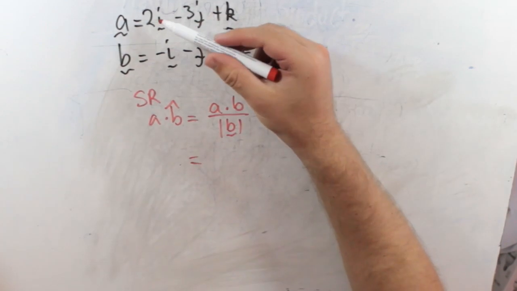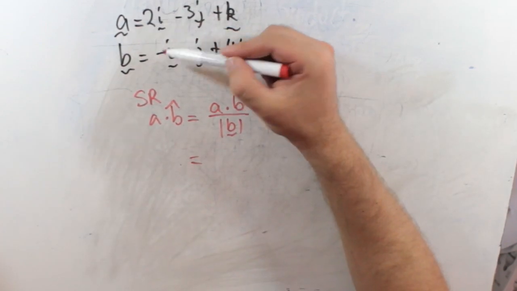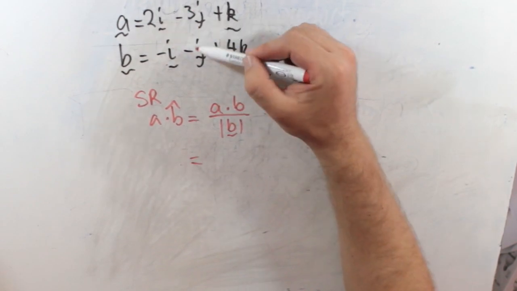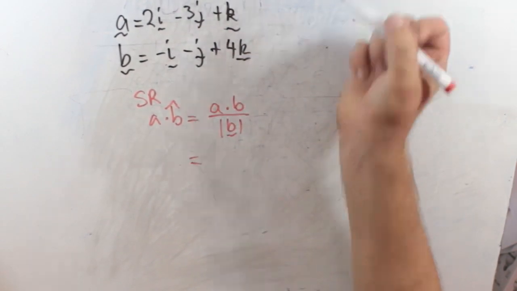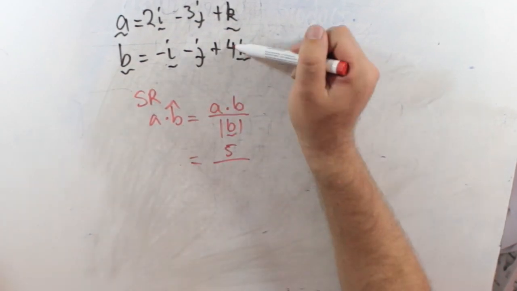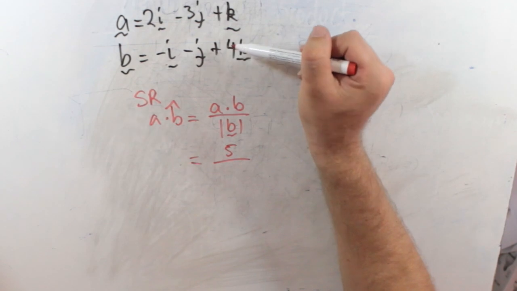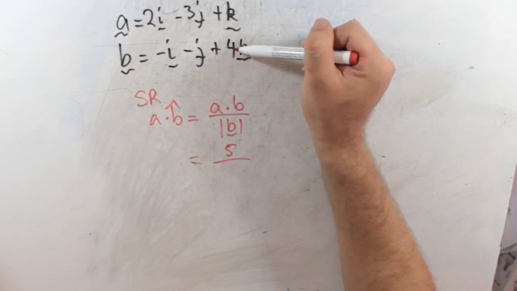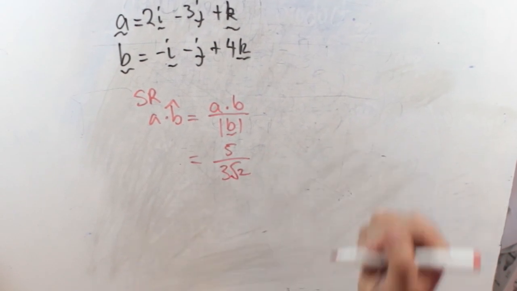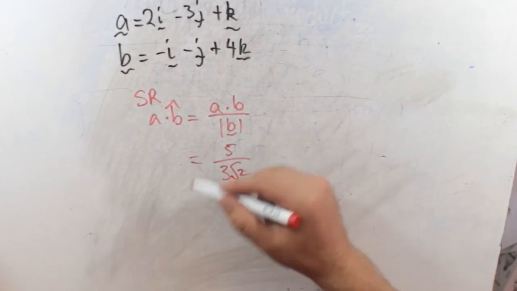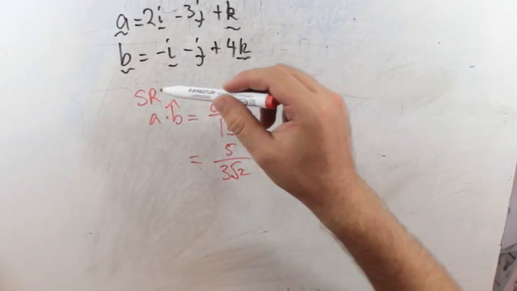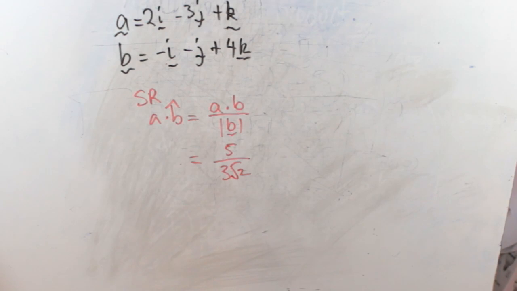So A dot B hat. A dot B is easy to do in this form. Oh, we already worked it out, didn't we? It's 5, yeah? So I get negative 2 plus 3 plus 4, that's 5. Over the magnitude of B, that was 1, 1, plus 16, that was root 18, which is 3 root 2. Cool. So this is a scalar resolute of A in the direction of B.